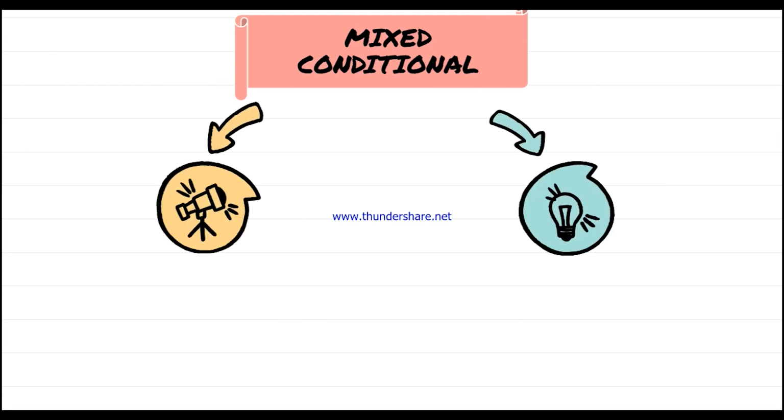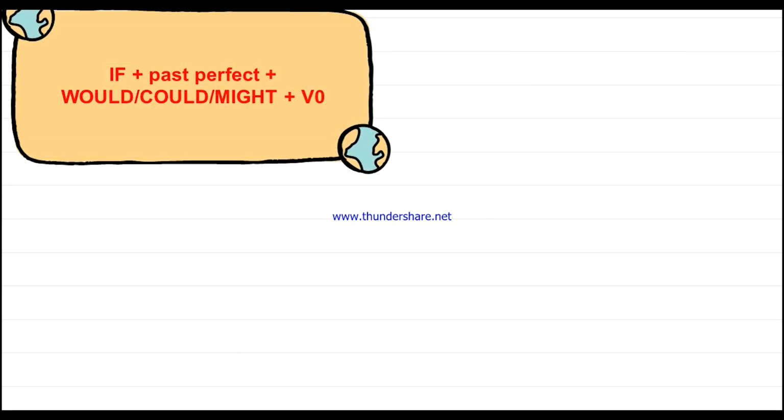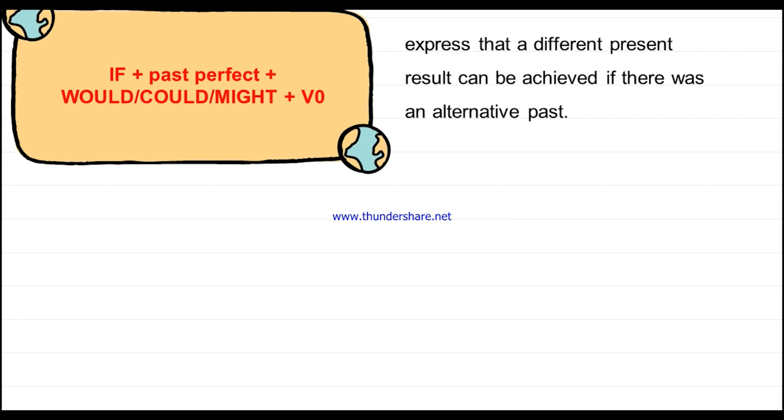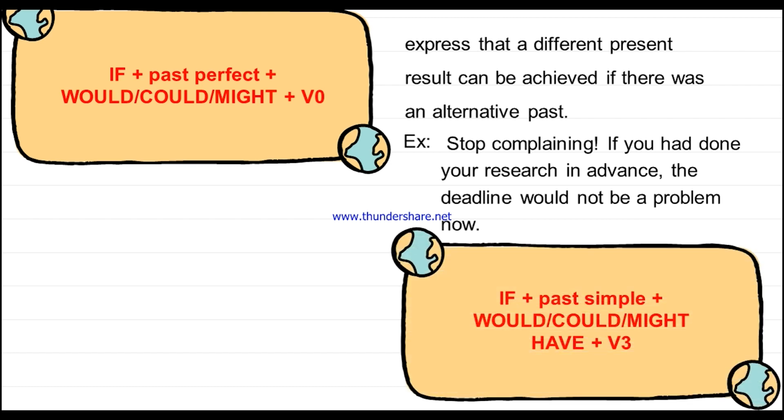Now we move on to the mixed conditional. There are two kinds of mixed conditional. The first one is if plus type 3 plus type 2. The second one is if plus type 2 plus type 3. Let's move on to the first one. The first one is if plus past perfect plus would, could, might plus base verb, and it is used to express that a different present result can be achieved if there was an alternative path. For example, stop complaining. If you had done your research in advance, the deadline would not be a problem now.